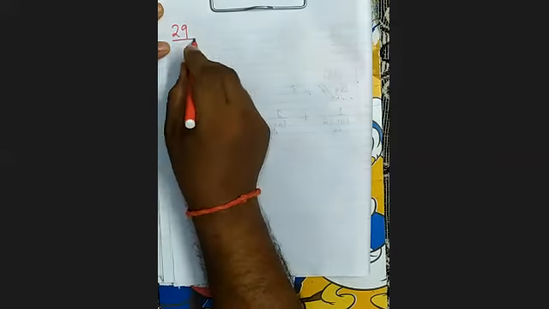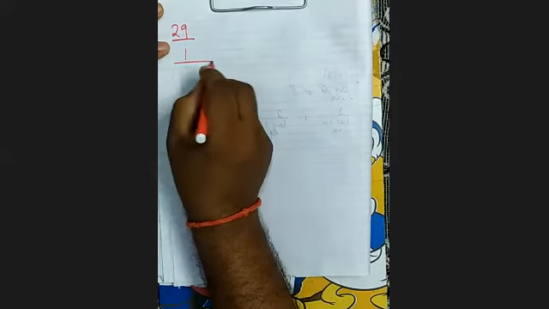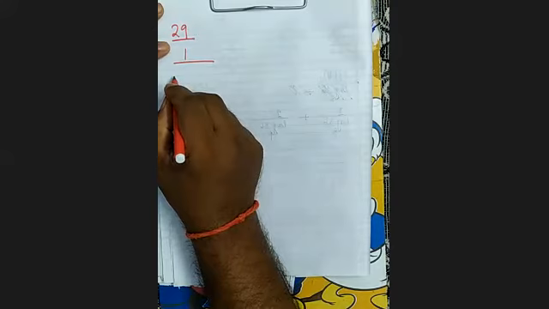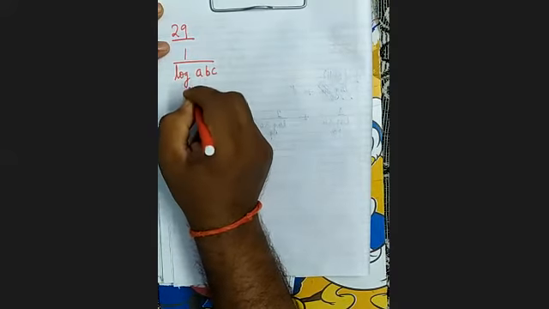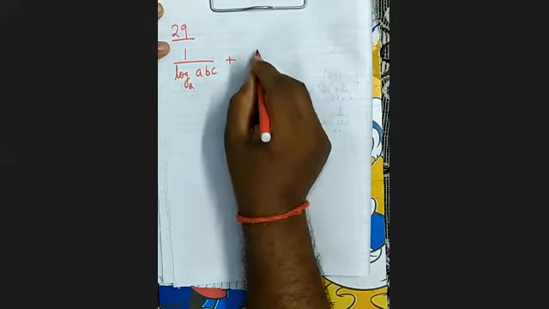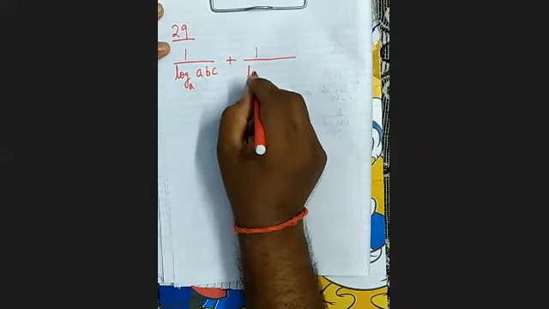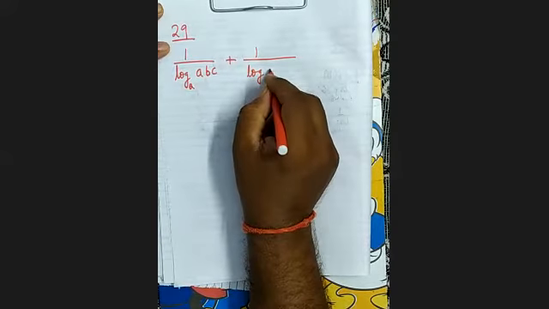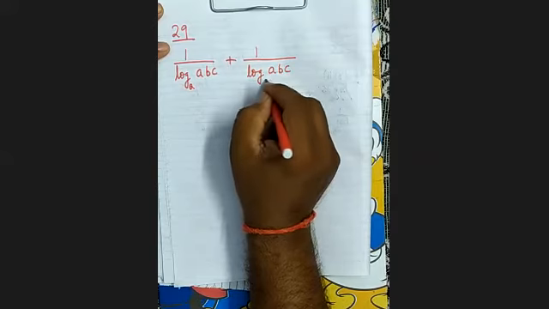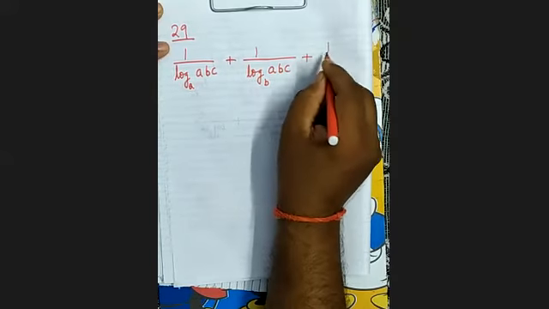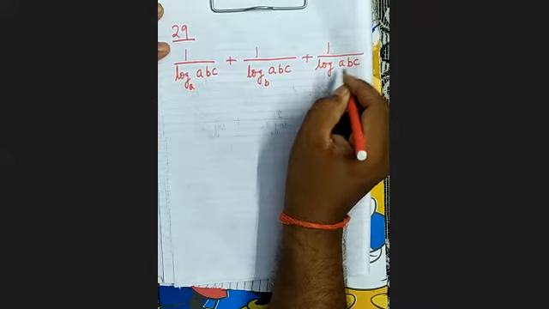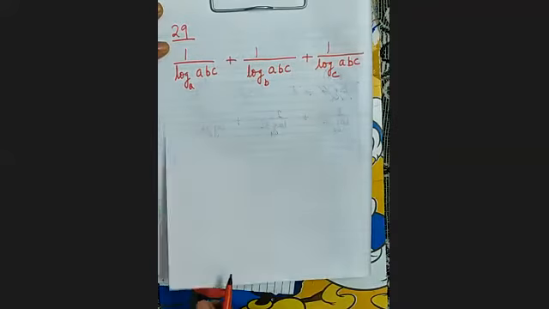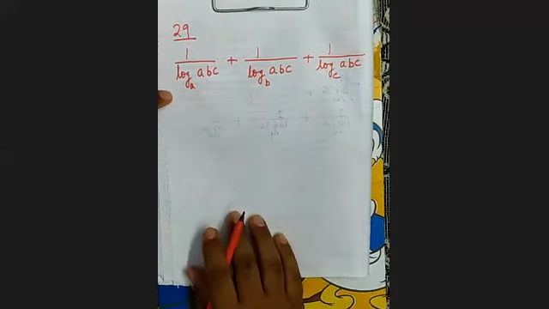First part. 1 upon log A, B, C to the base A plus 1 upon log A, B, C to the base B plus 1 upon log A, B, C to the base C. You have to prove it equal to 1.